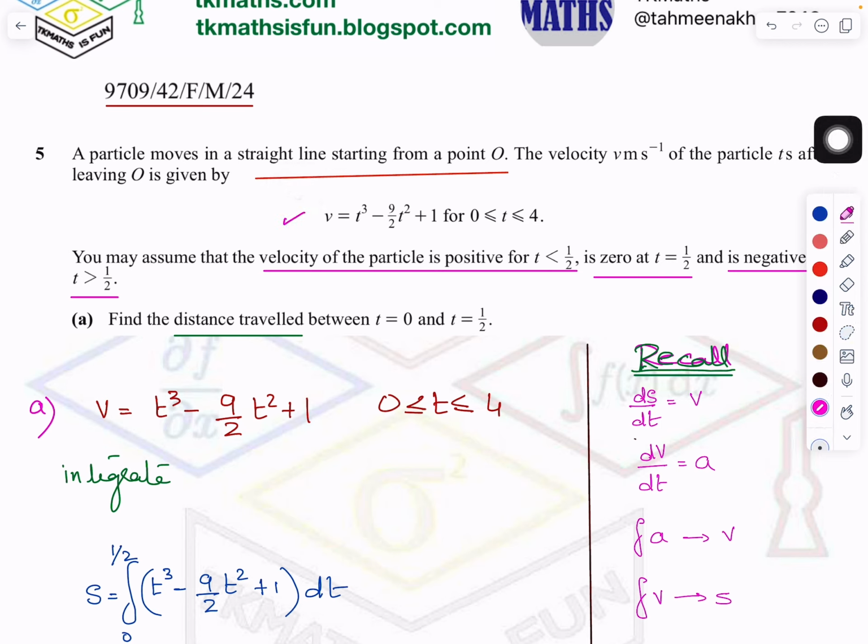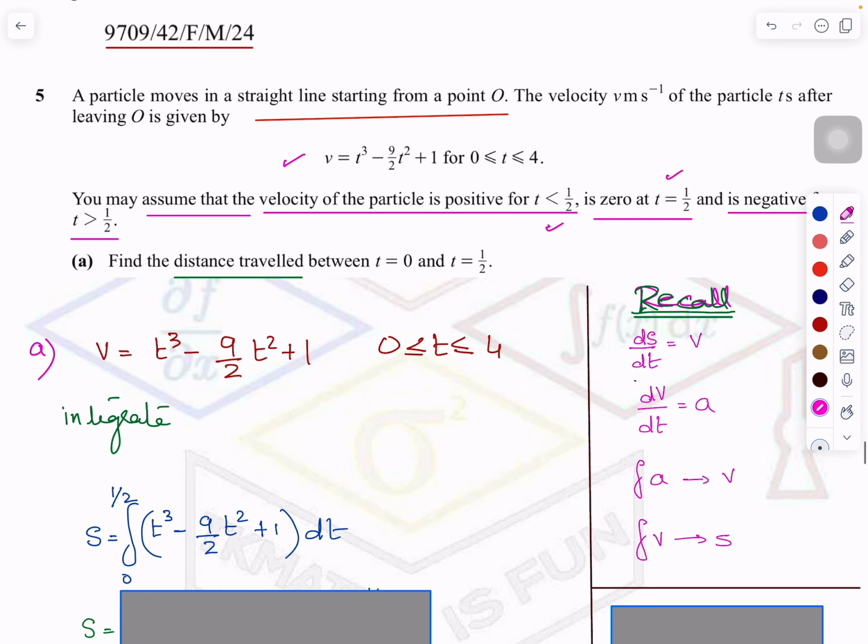You can see it here, and they are saying you may assume that the velocity of the particle is positive for t less than half. At t equals half, it is 0, and is negative for t greater than half. So without solving the question, I want to recall the sketch in my mind, because for a deep understanding, you need to understand the sketch. The coefficient of t cube here is positive, which is 1. So the shape of the graph will be like this, right?